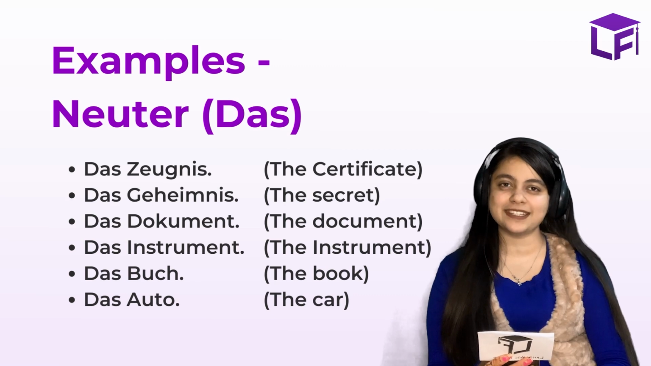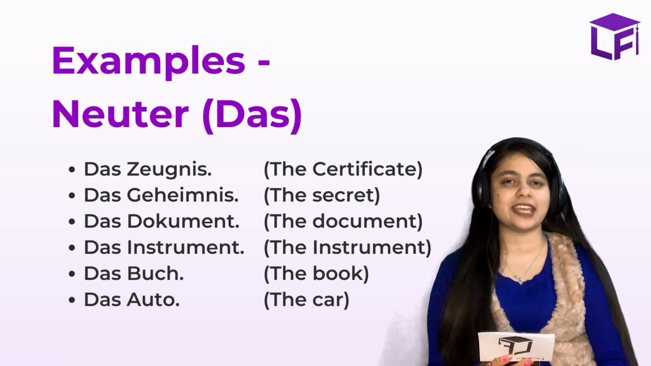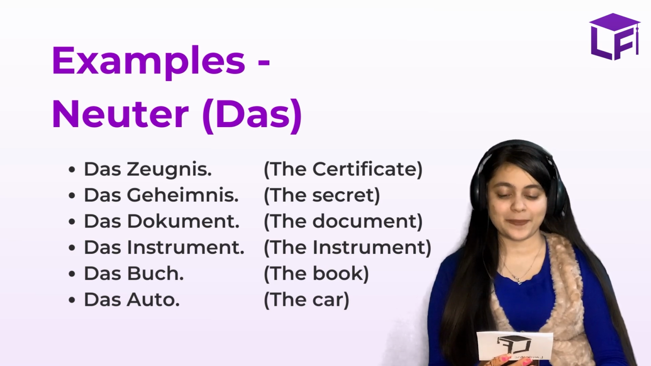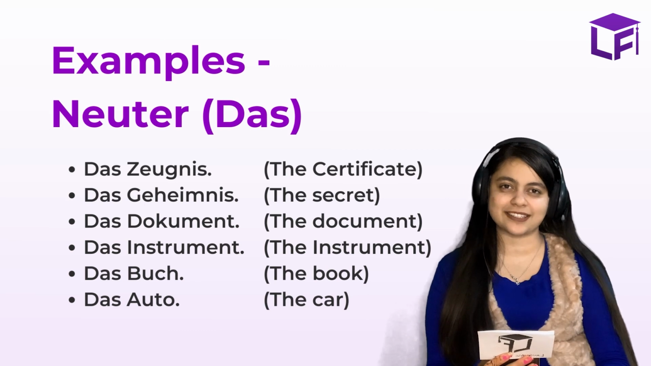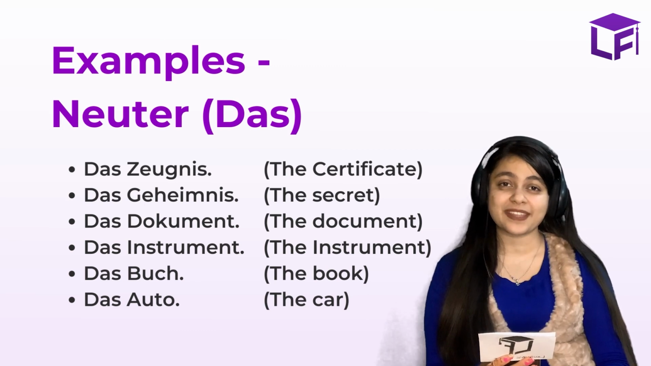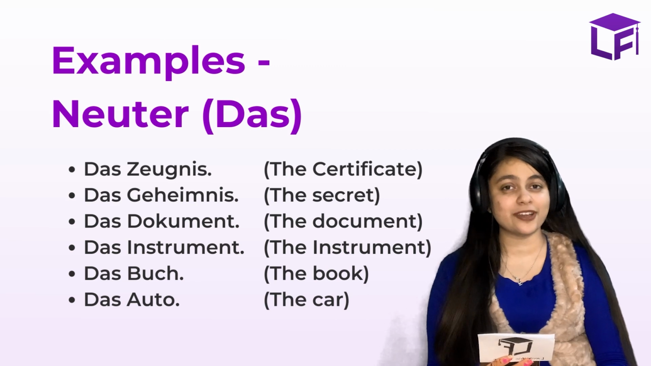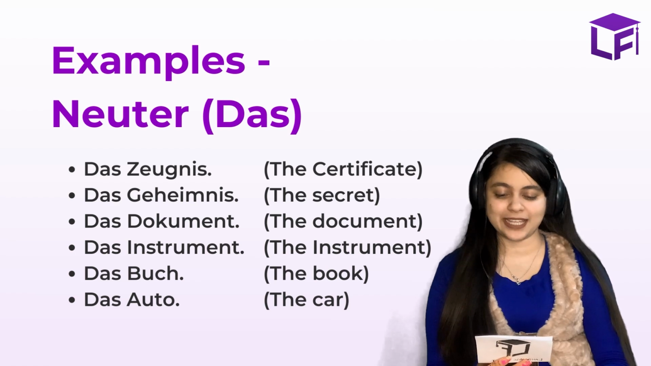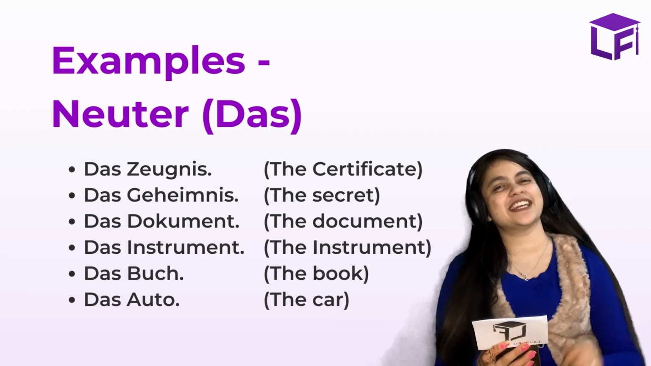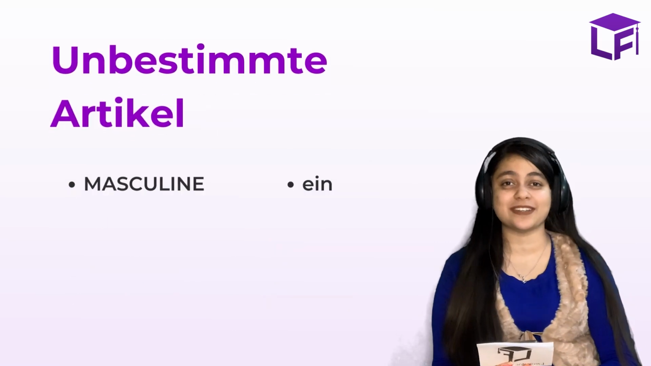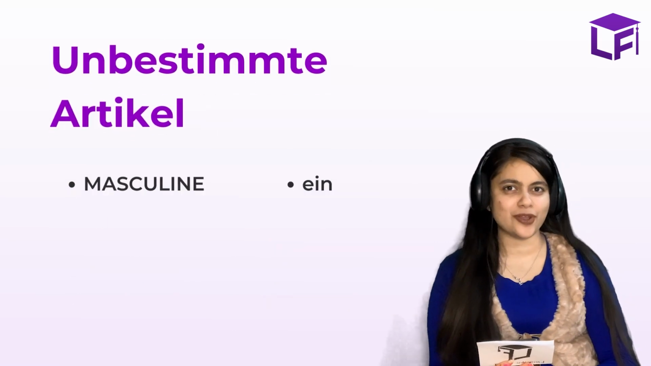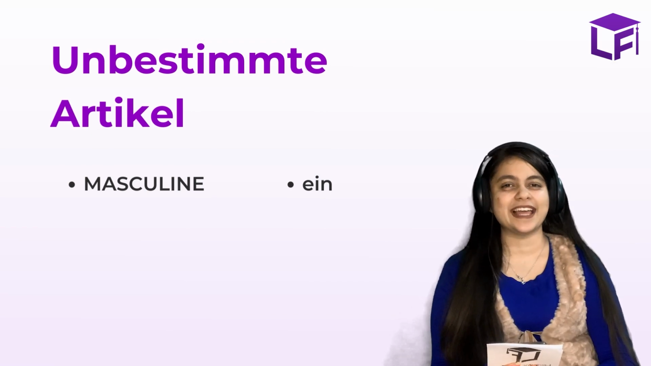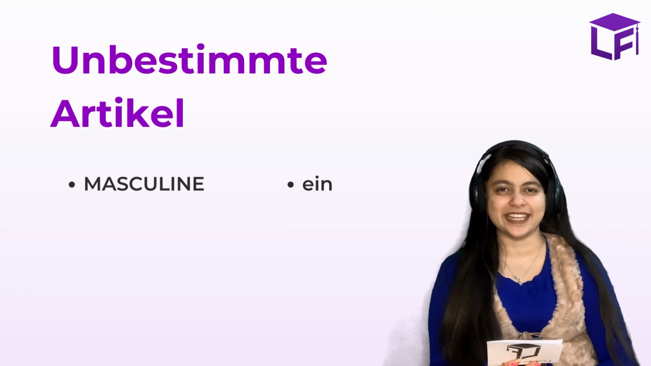The third example is das Dokument, or the document. And the next one says das Instrument, which is the instrument. And the other examples of neutral articles are das Buch, which means the book, and das Auto, which means the car. Congratulations guys, we are through with our bestimmte articles. But I'm sure you didn't forget the unbestimmte articles or the indefinite articles. Well, let us cover them as well pretty quickly.